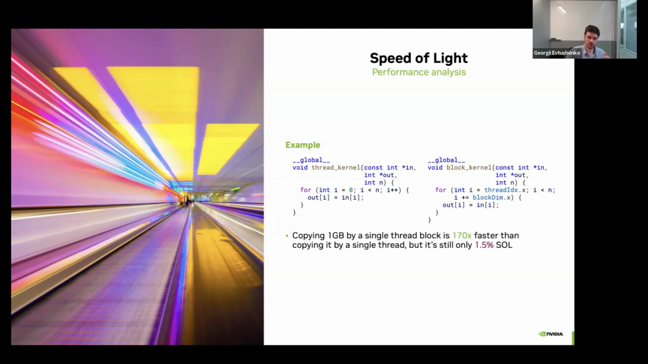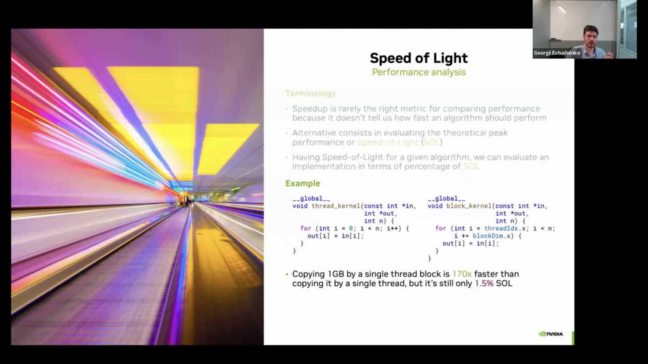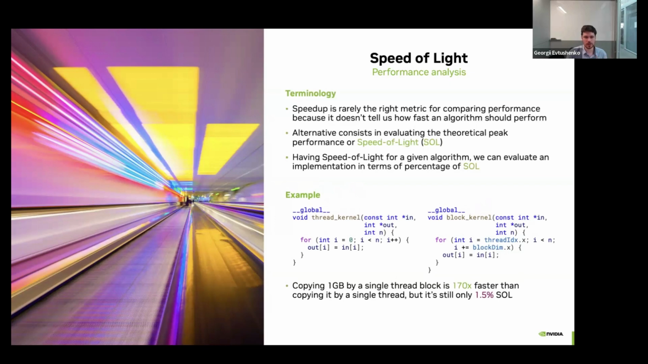And at NVIDIA, we rarely use speedup. Instead, we tend to identify the theoretical peak performance limit for a given algorithm. We call this theoretical limit speed of light. Then we can evaluate a given algorithm by looking at what percentage of speed of light it achieves. This is convenient in many ways. For instance, now we don't need another algorithm to understand if our code is fast. Understanding how close a given code is to speed of light is sufficient.